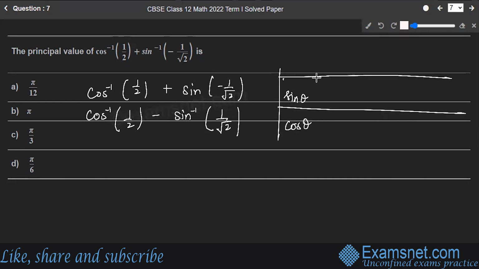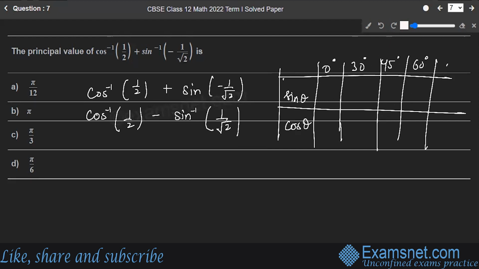So here is for 0 degree, 30, 45, 60 and 90 degree. This is 0. This is 1 by 2, 1 by root 2, root 3 by 2, 1. This is 1, root 3 by 2, 1 by root 2, 1 by 2, and 0.